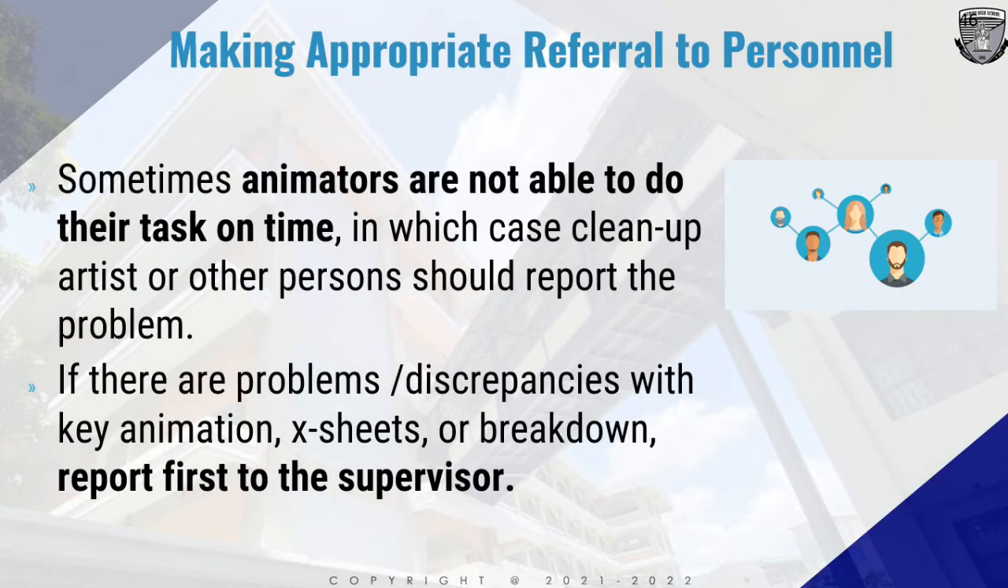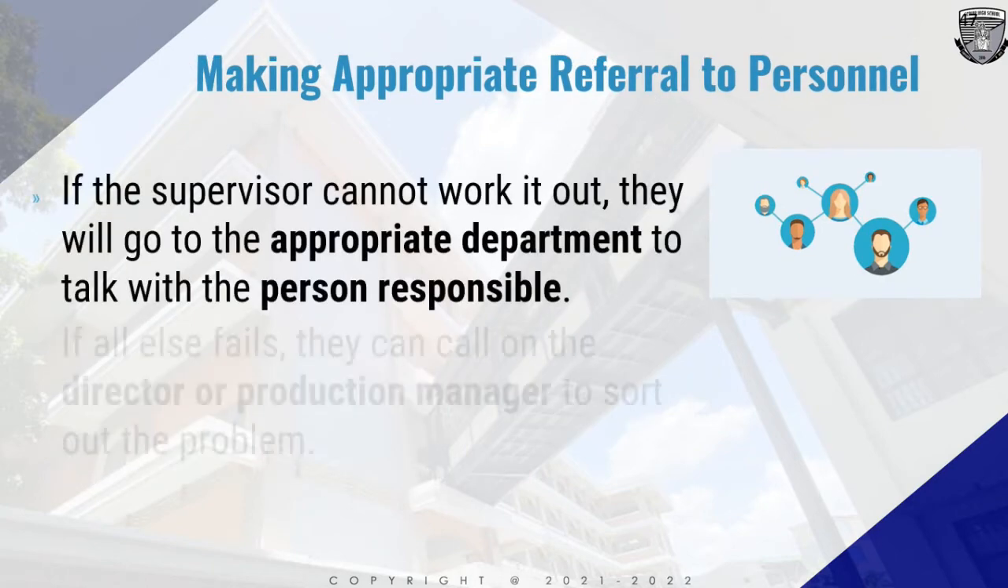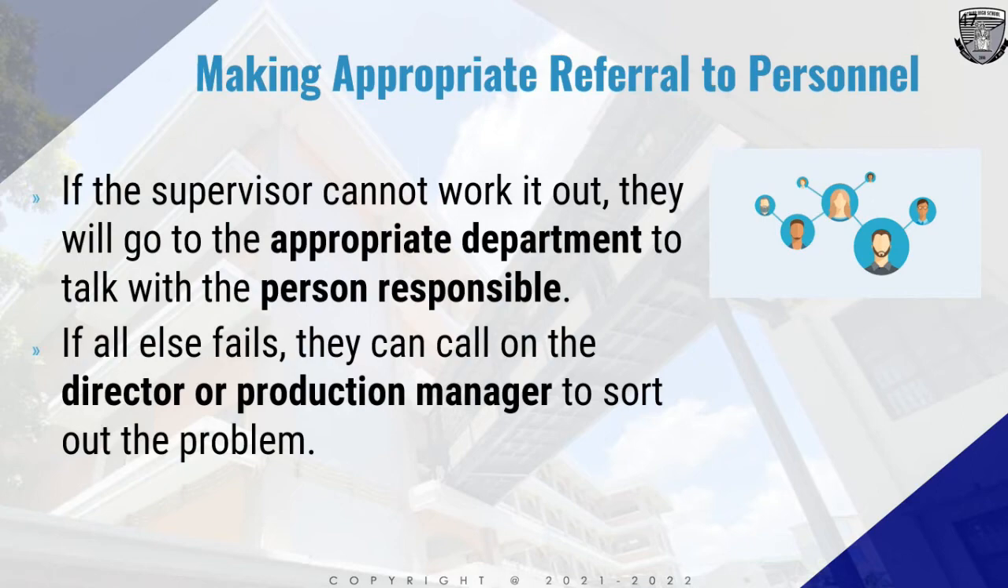In a group later on in the animation production, there will be some problems encountered, especially if two or more people are not communicating well. If that happens, you may just report it to the supervisor so that the problem will be resolved. If the supervisors cannot work it out, then it will go to the appropriate department to talk with the person responsible. And if all else fails, they can call on the director or production manager to sort out the problem so that the team will be intact and the problem will be solved as well.